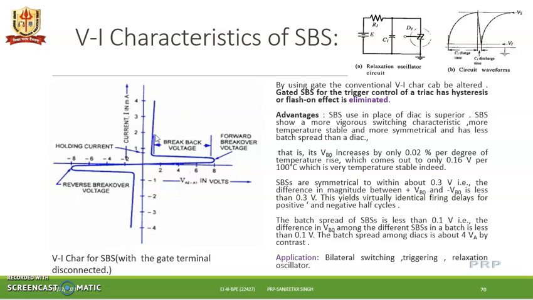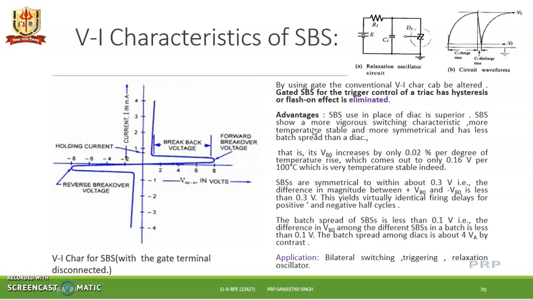And in order to change the VI characteristics, we will be making use of the gate, and the gated SBS for trigger control of a triac has hysteresis and the flash on effect eliminated. It is removed when we are making use of SBS, the hysteresis and the flash on effect. Now it has advantage over diac and is more superior.